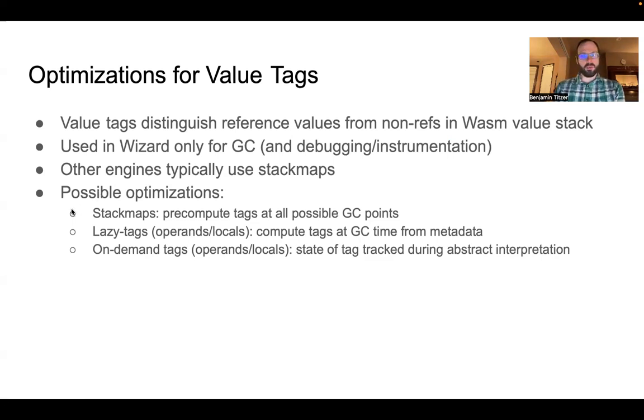There's some optimizations here, and I explored a few. One obviously would be to implement stack maps. There's reasons for not doing that. Obviously, we want to compile fast, so computing all of these stack maps is additional compilation work we want to avoid. Another way to do it is to compute those tags at GC time from metadata. So I call that lazy tags in the paper, and I evaluated that. But what Wizard does in its baseline compiler is on-demand tags. So as part of the abstract interpretation state for both the operands and the locals, we actually track the state of the tag to tell whether or not it's already been stored and whether it's been changed, and only update memory when necessary.